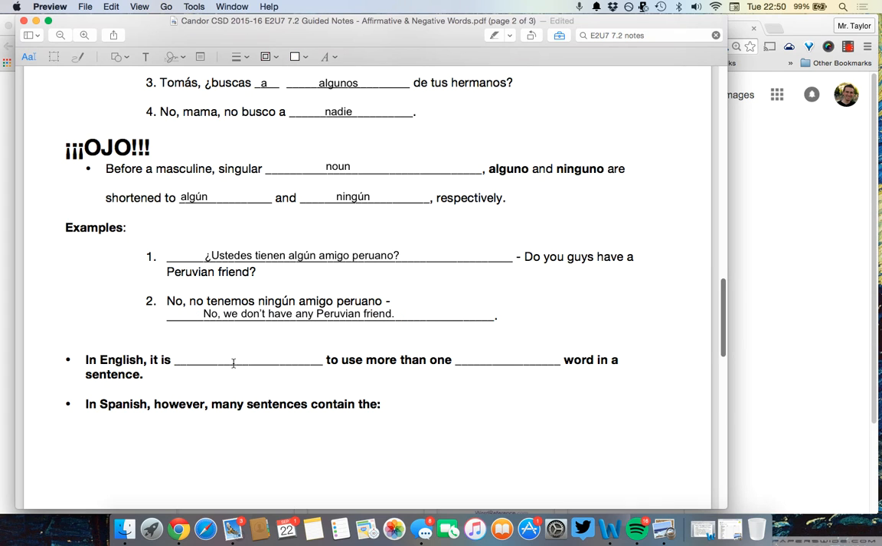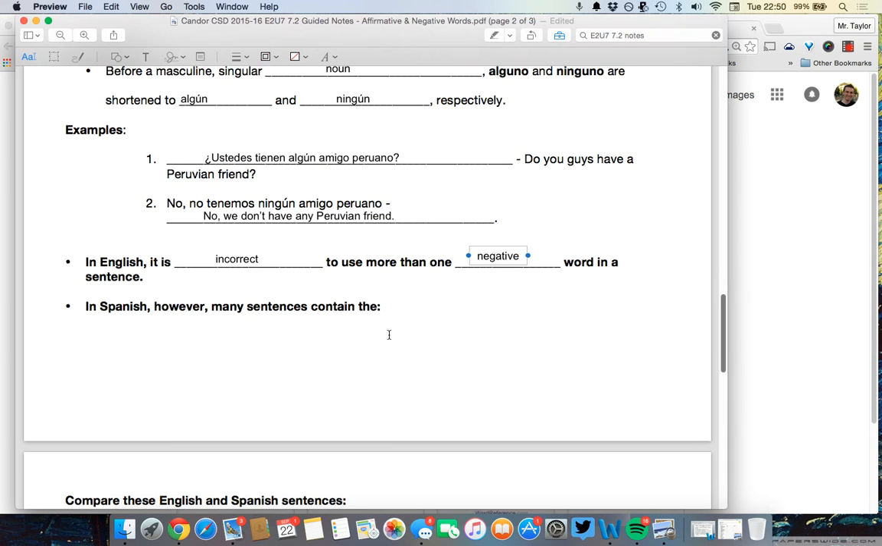Okay? So this is weird, right? And the exact reason that it's weird is the following. Because in English, it is super incorrect. Okay? If you speak like this, you're probably going to get yelled at by your mother. So it is super incorrect to use more than one negative in a sentence, right? That's the double negative. Okay?